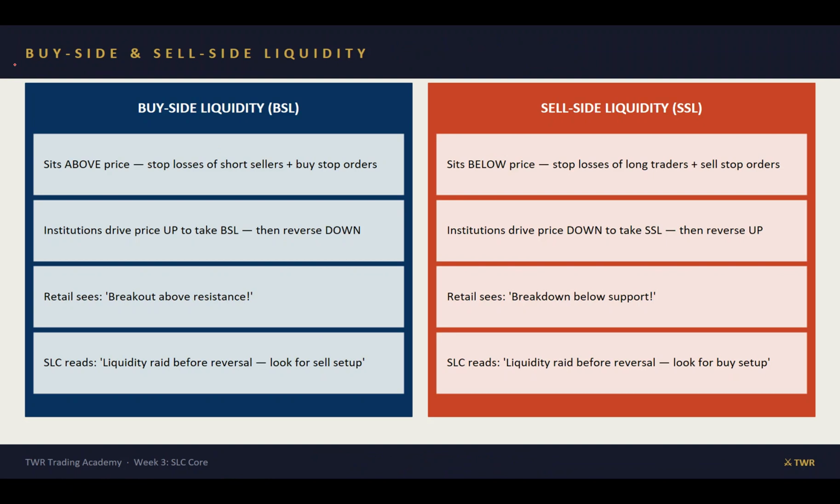Now, there is something known as buy side liquidity and sell side liquidity. Buy side liquidity sits above price, where stop losses of short sellers plus buy orders are resting. Buy side liquidity, or BSL, is formed by stop losses of short sellers and buy stop orders of breakout traders. Institutions drive price up to this buy side liquidity before reversing downwards.